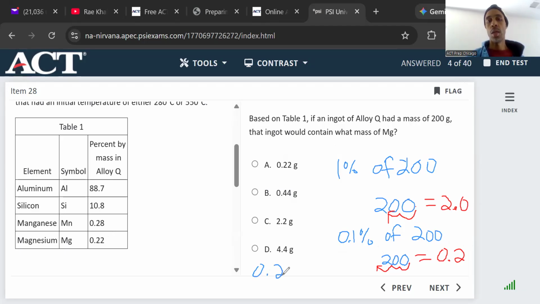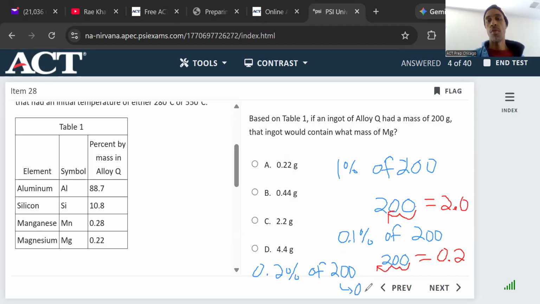0.2% is what? Of 200 would be 0.4. Do you guys see that? Put it down here.